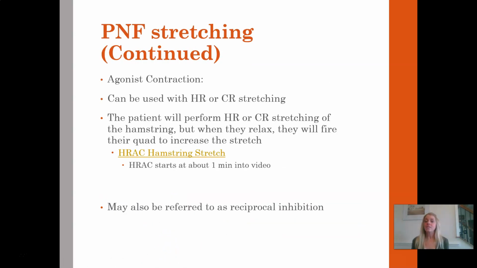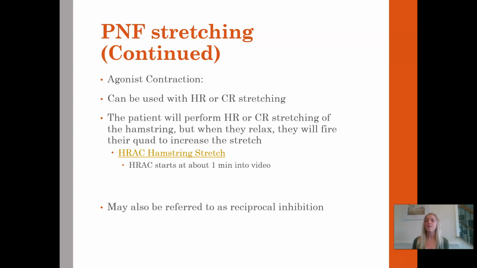With either the contract relax or the hold relax stretch, you can also add an agonist contraction. So the procedure would be the same. You would take the person up to end range, have them do either a hold relax or a contract relax, so an isometric or an isotonic contraction into some resistance. Then instead of you, the therapist, pushing them up into further range of motion, they're actually going to contract the opposing muscle group, the agonist muscle group, to pull their leg further back.